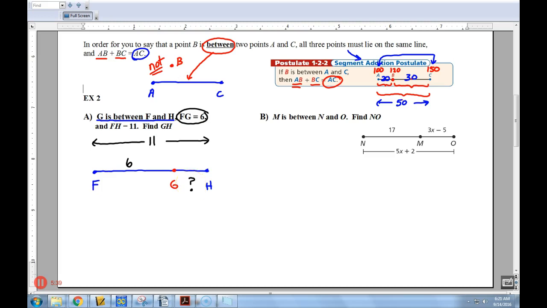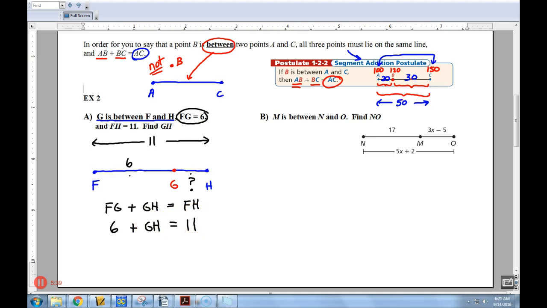So I'm trying to find this distance right here. Well, because of our equation up above, I know that, and I don't usually write all this out, but I'm going to do it here the first couple times. From our segment addition postulate, the distance from F to G plus the distance from G to H, so the two little pieces, the left piece plus the right piece, should equal the entire segment. And now I'm just going to substitute the values. F to G is 6. We don't know GH, that's what we're looking for. And we do know the entire distance is 11.